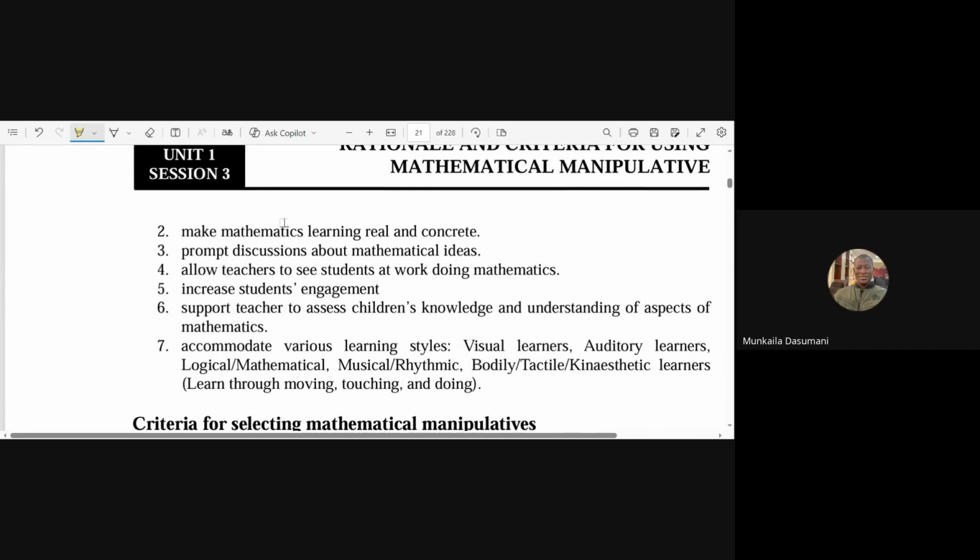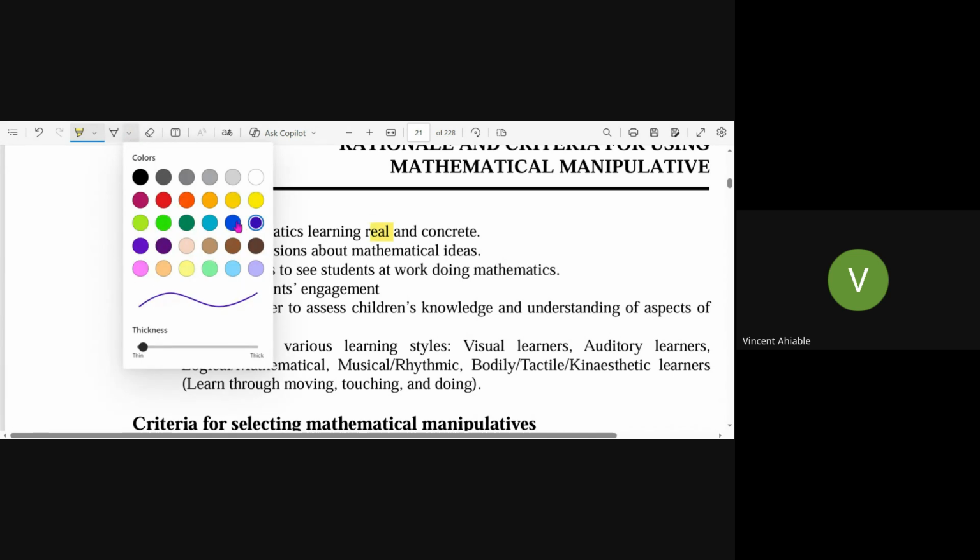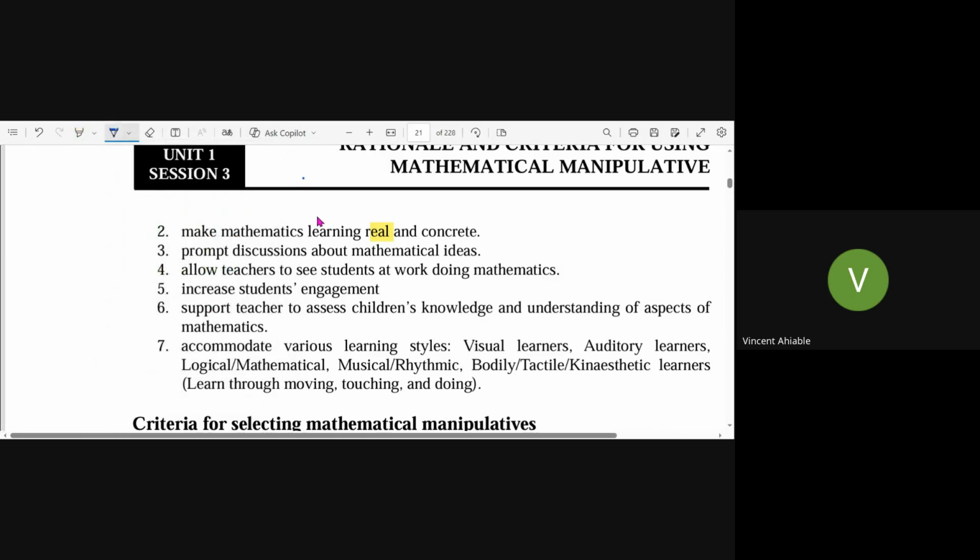Thank you. Okay. It makes mathematics learning real and concrete. That's point 2. As learners play with these manipulatives, mathematics becomes real to them. It's no longer abstract, so that they'll think it's something difficult. It becomes real to them, and then it makes understanding also very easy for them. All right. Thank you very much.